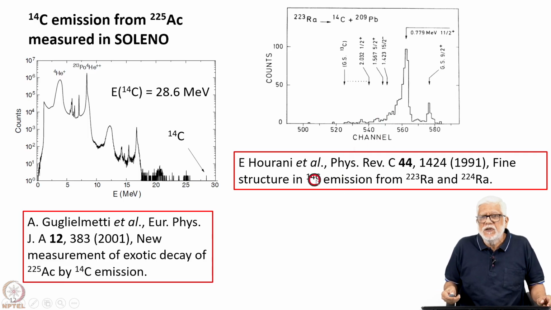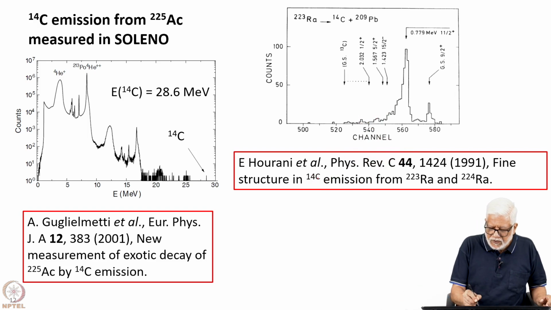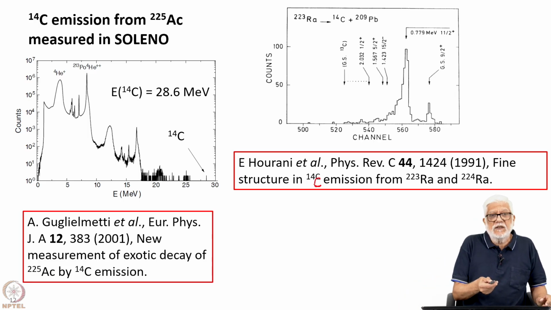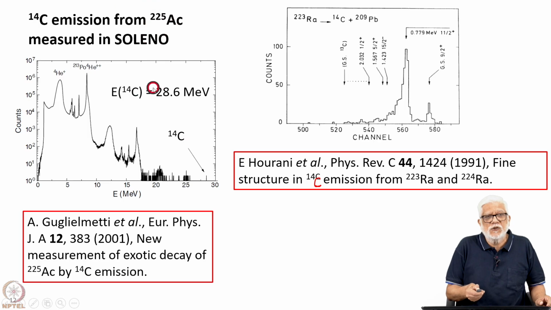Okay, this is a small typo. This should be carbon 14. And this is another experiment where they just observe one count from actinium-225. This is a very rare decay that they have observed, again using Soleno, and this is reported in 2001.